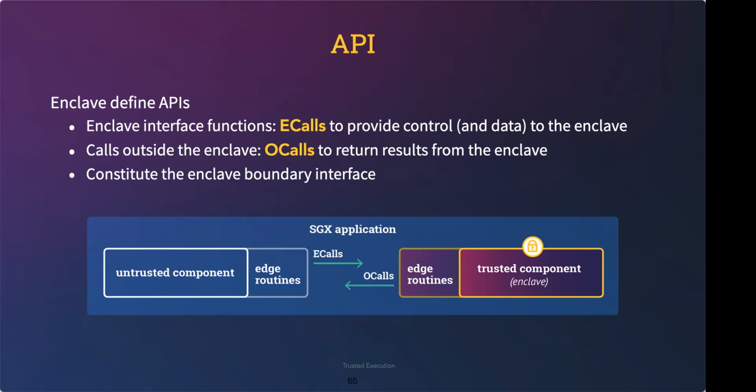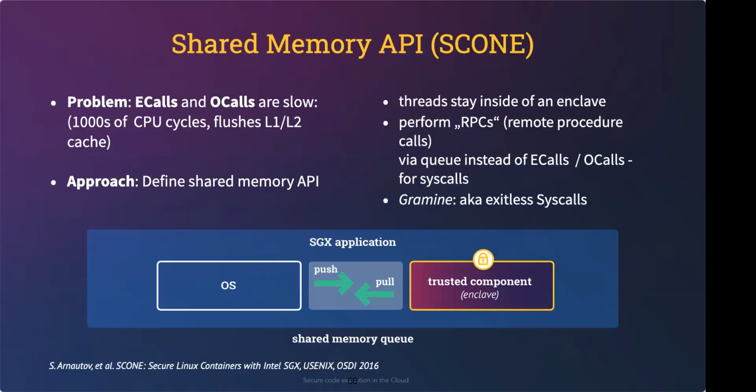One of the problems here is that E-calls and O-calls are very expensive. Because they flush the L1 and L2 cache, they take thousands of CPU cycles, so it's actually pretty slow.